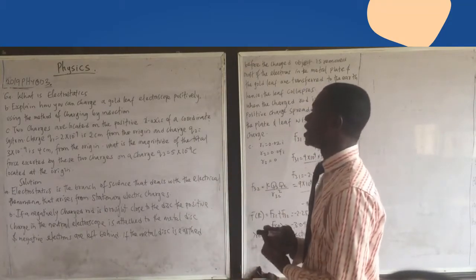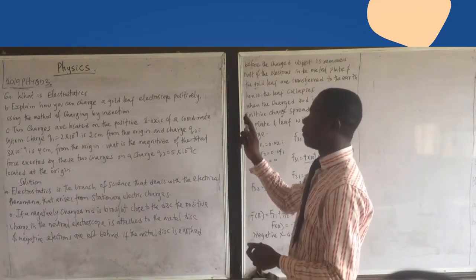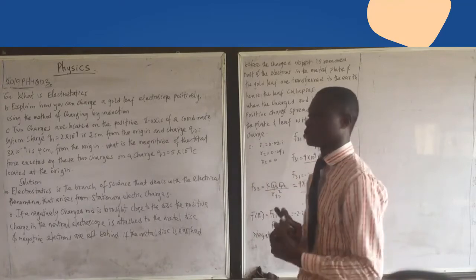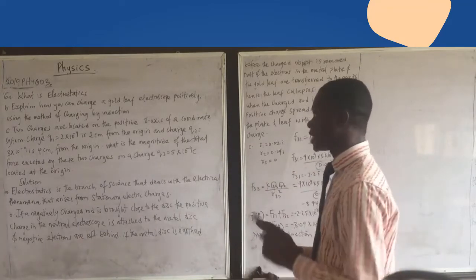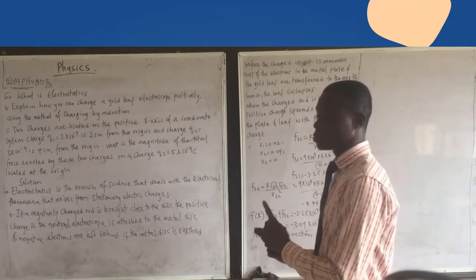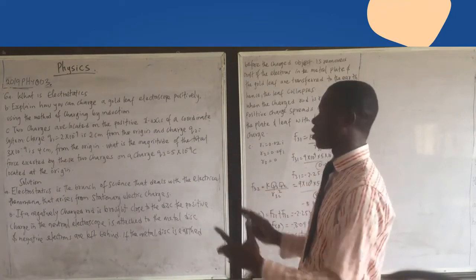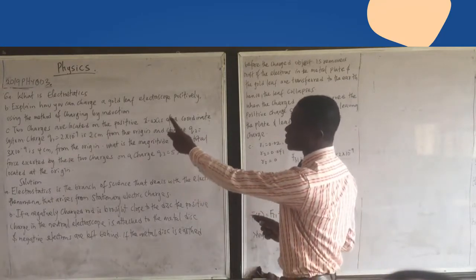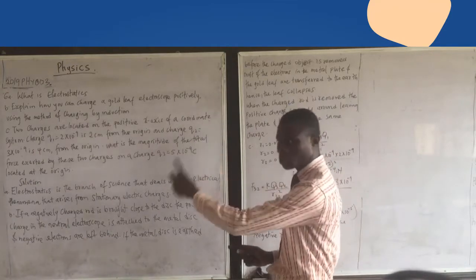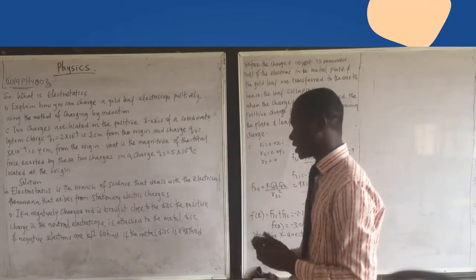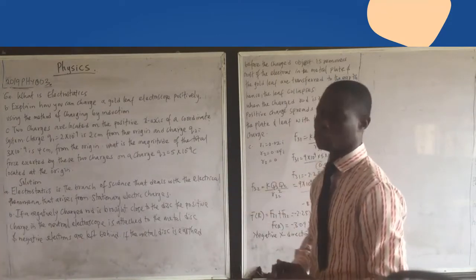Explain how you can charge a gold leaf electroscope positively by using the method of charging by induction. You know, there are different methods of charging: induction, friction, and contact. They say how you can charge it by induction. So the method you are being asked is very, very important. Look at how we do that.